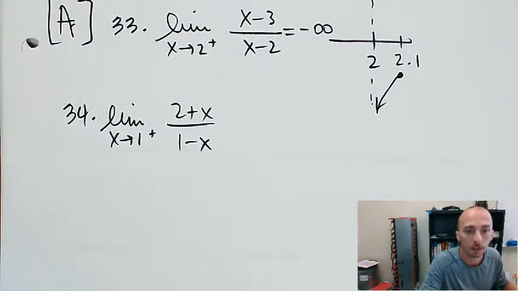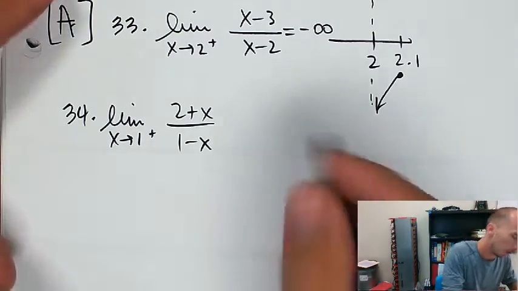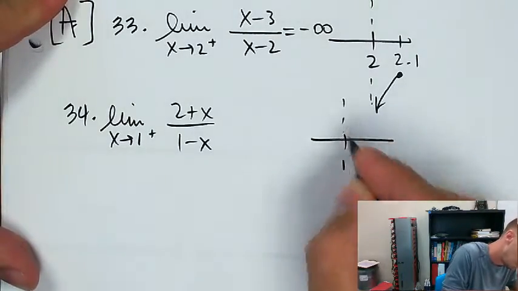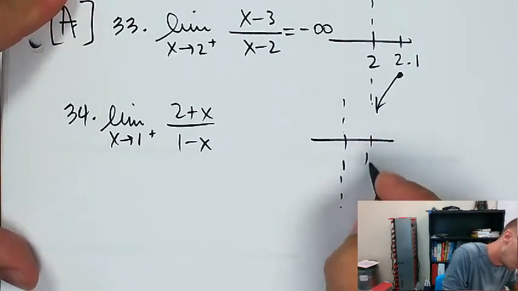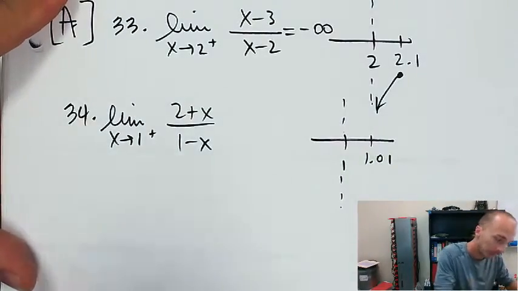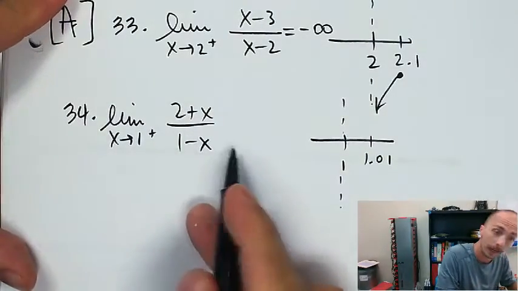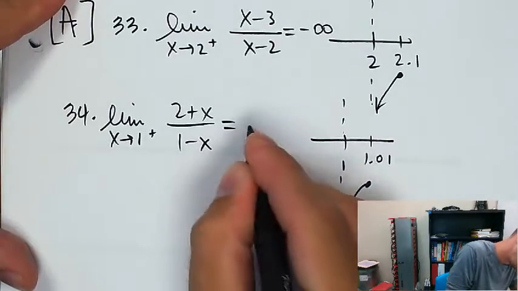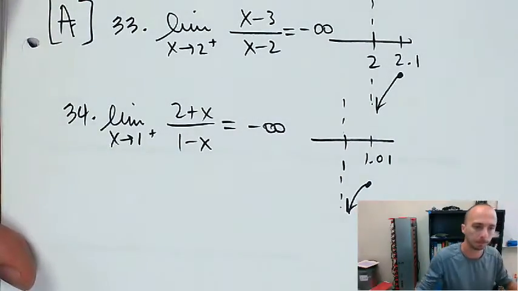All right, this one's going to be very similar. I'll go to plug in 1, I get 3 divided by 0. I know that means I'm at a vertical asymptote, so that's 1. I'm going to plug in a number a little bit bigger than 1, like 1.01 or something. Now I'll get positive divided by negative. So that means I'm going down here, and my limit is going to be negative infinity again.